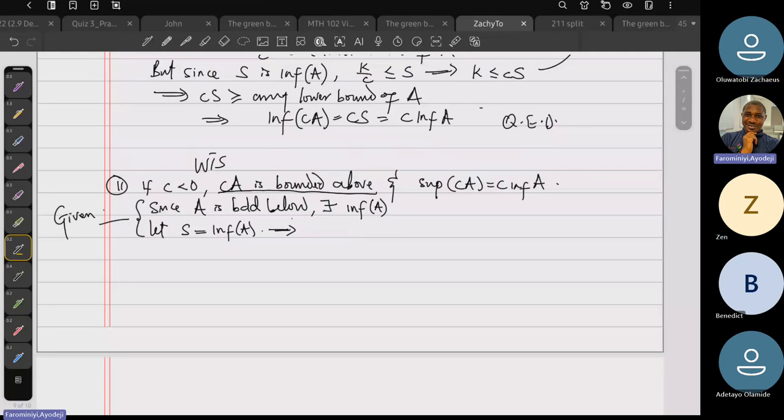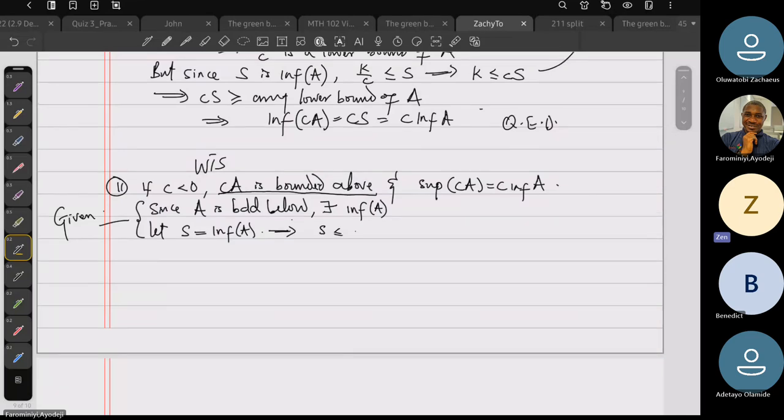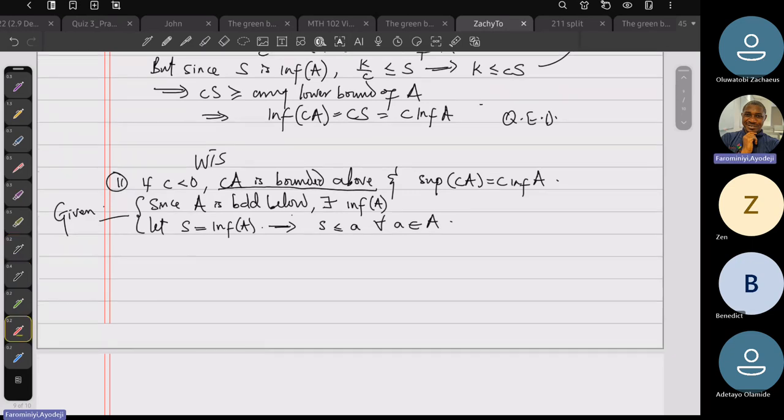So let me come back to what I asked. If S is an infimum of A, we have written it several times today. What's the first thing it means? That means S is less than or equal to A, for all A in A. So just like we did in the previous case, we need to multiply by C now. So I will do CS times CA.